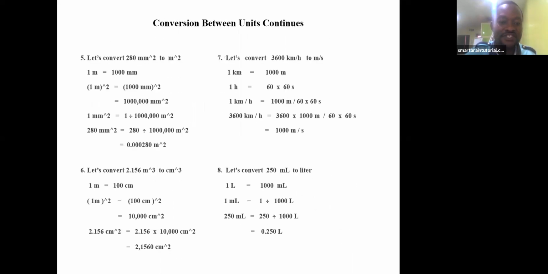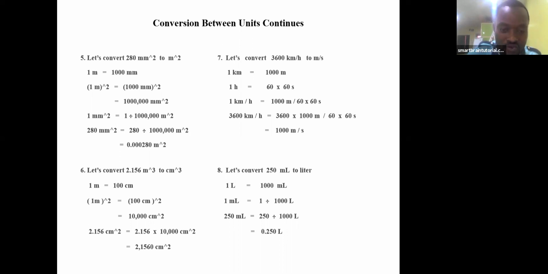So in conversion factors, 1 meter is equivalent to 1,000 millimeters. Now, but we are talking about area, squared. So you square the 1 meter. 1 meter raised to the power 2 equals 1,000 millimeters raised to the power 2. You know, in mathematics, whatever you do to the left-hand side, you also do to the right-hand side.